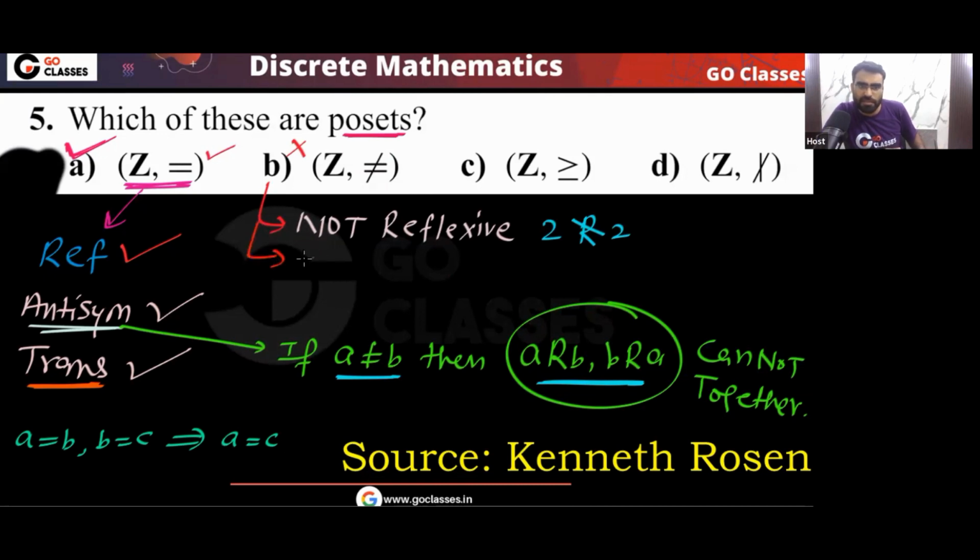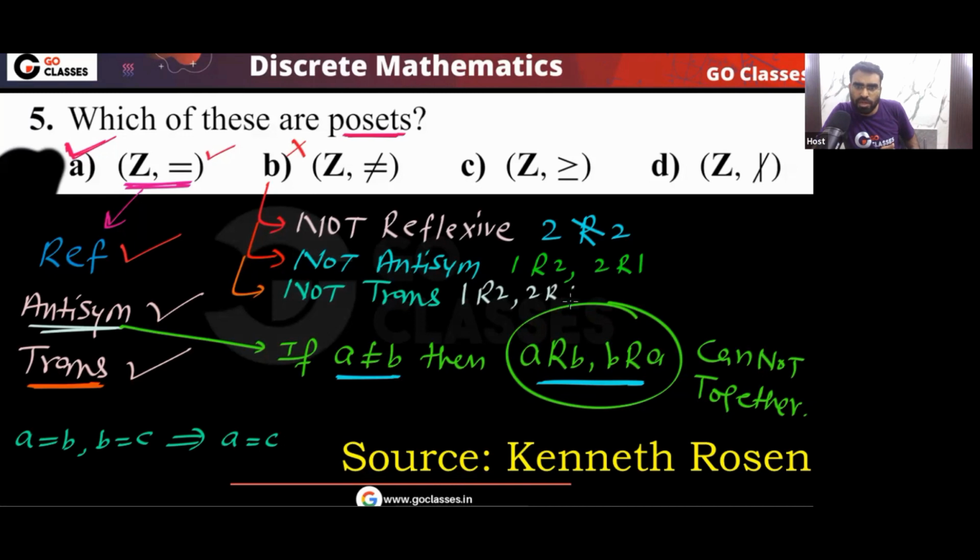What about anti-symmetric? This is not anti-symmetric. The reason is 1 related to 2 and 2 related to 1. What about transitive? This is not transitive also. Why? Because you can see 1 related to 2, 2 related to 1, but 1 is not related to 1. Is this clear? So remember, option B is not reflexive, not anti-symmetric, not transitive.